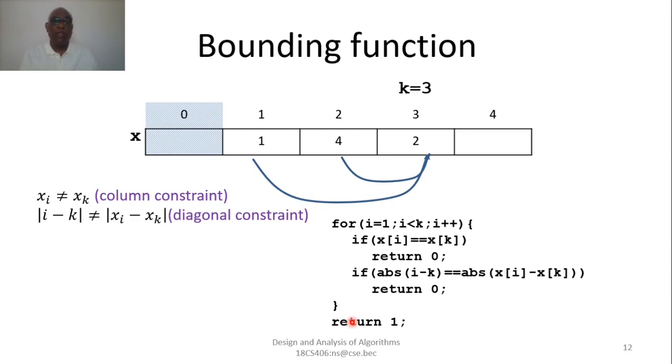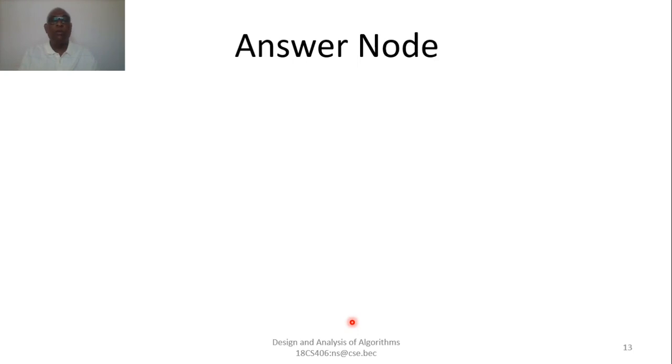And then finally, the last part of the coding, how to find out the answer node. So far, we have seen how to recurse and we have seen how to design the bounding function. But when do you find the answer node? When do you print the solution?